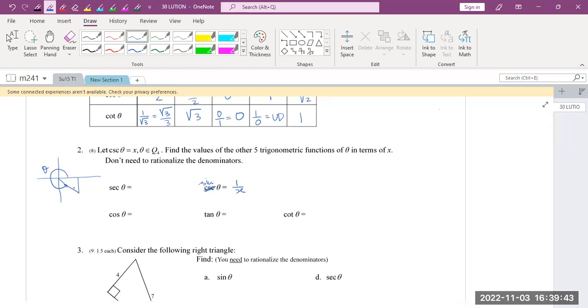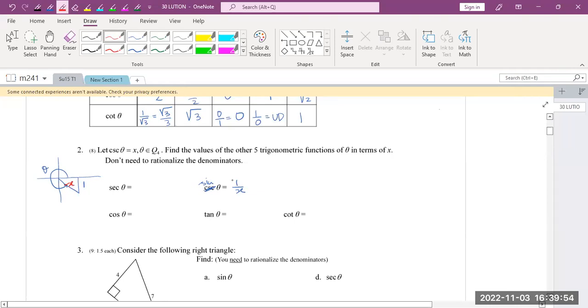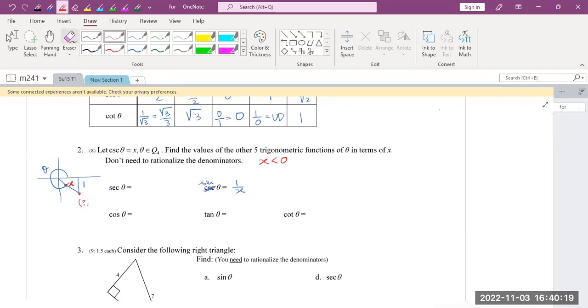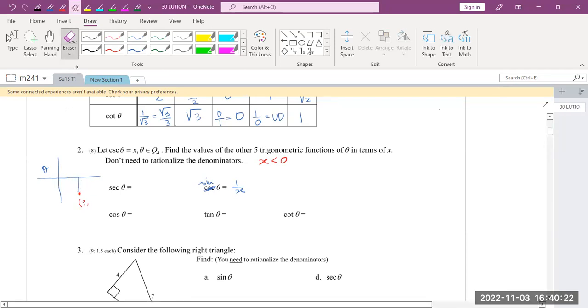Sine theta is 1 over x. So this is 1 and this is negative x. Why do we call this negative x here? Well, because sine in quadrant 4 is negative, but the radius has to be positive. X is negative, right? But if I set the coordinate here, this is something comma, sorry, not a good idea.